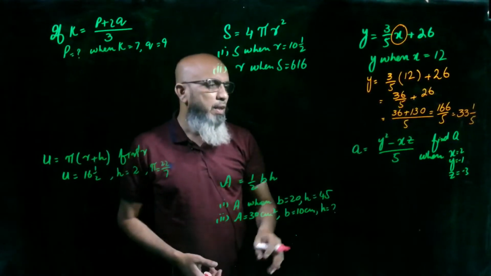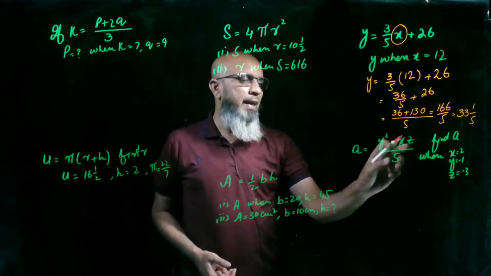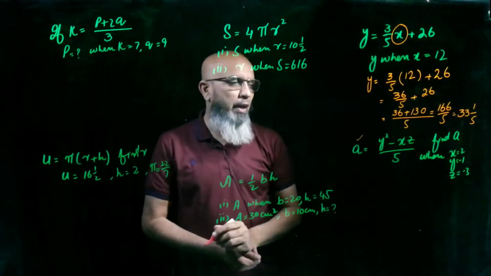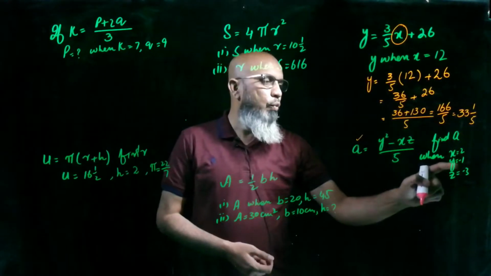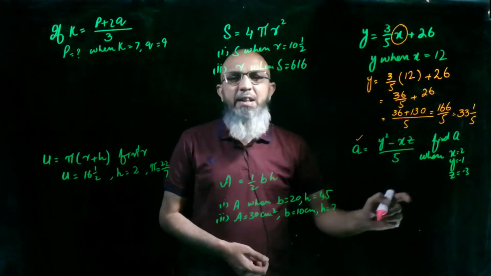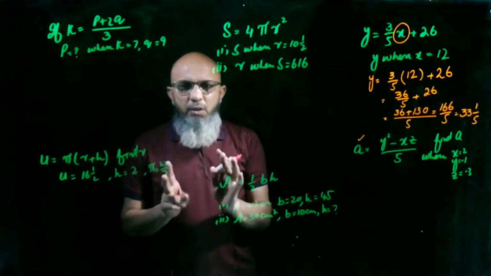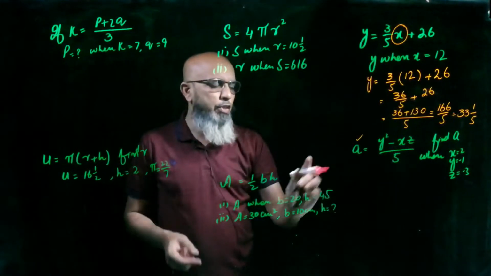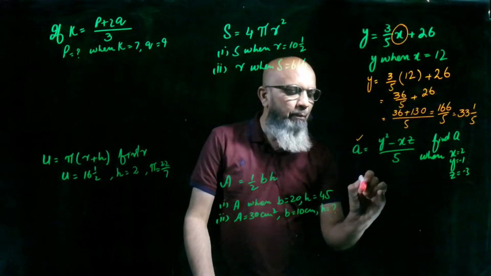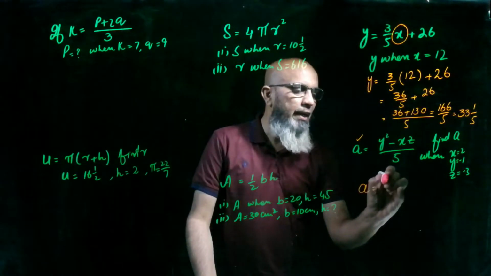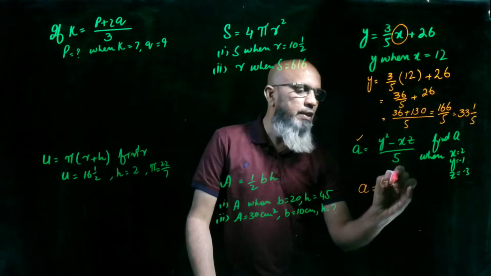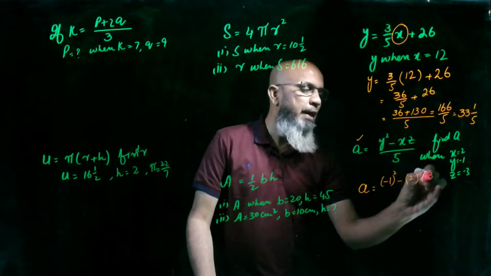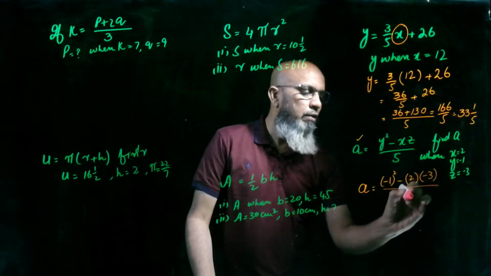So come to the next one. A is equal to y square minus xz/5. Find A. We have to find the value of A. X is equal to 2, y is equal to -1, and z is equal to -3. Three values are given to you. We will replace the values of x, y, z in the equation. So let's replace. A is equal to, what is the value of y? That is -1. So (-1) square. What is the value of x? That is 2. What is the value of z? That is -3, over 5.